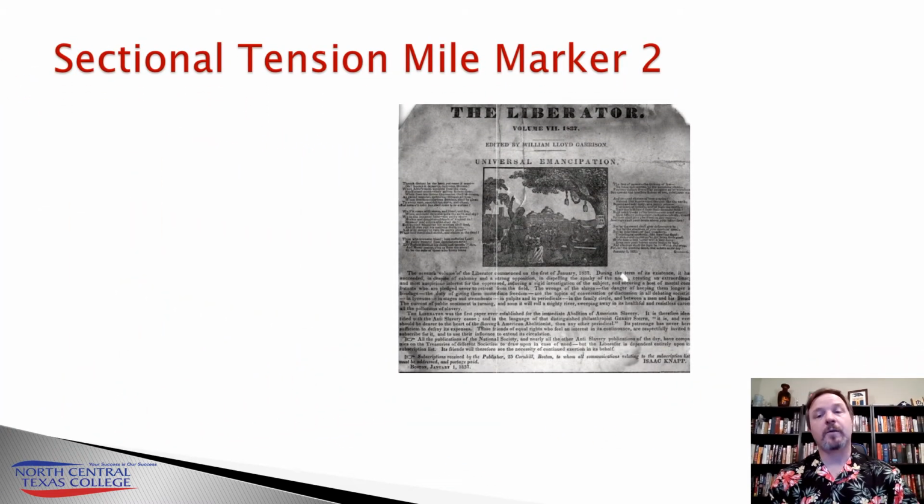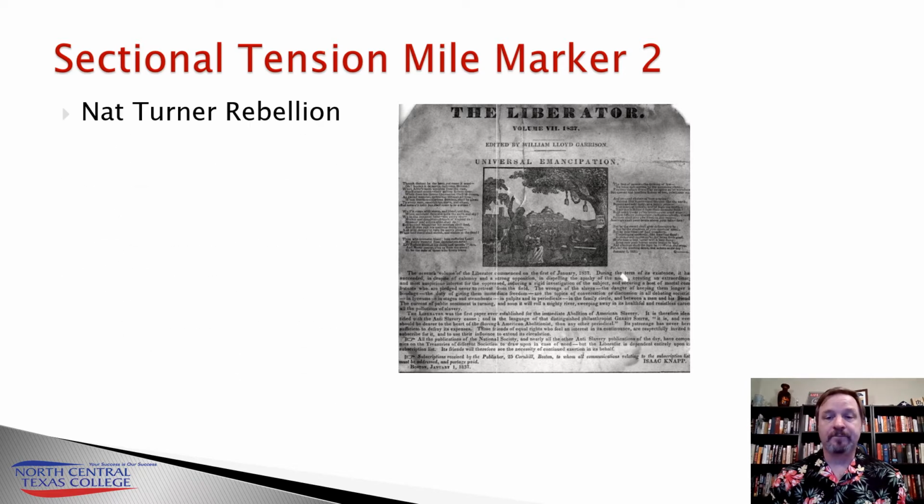Sectional tension mile marker number 2 has to do with the slave rebellion, specifically the Nat Turner Rebellion of 1831. Nat Turner was born in Southampton County, Virginia, and had always been seen as a good slave. He had learned how to read, and he had become a self-described Baptist minister. He would minister to the other slaves, and as a result of this, he developed kind of a Moses complex, right? He began to see himself as the eventual liberator of his own people.